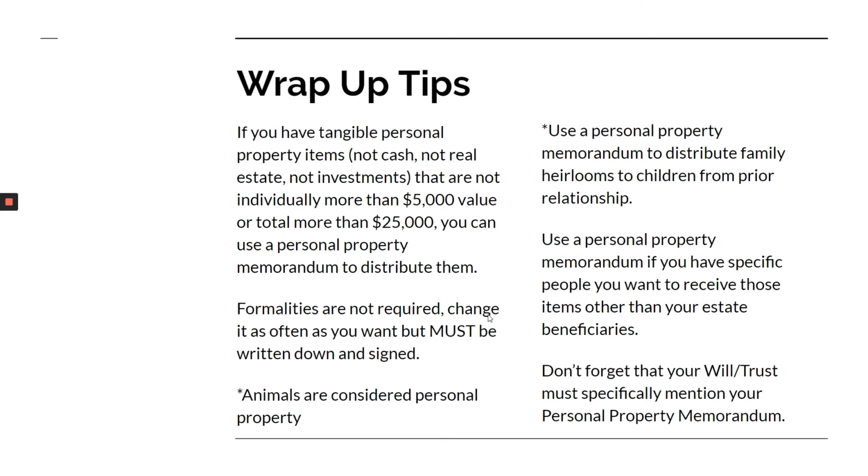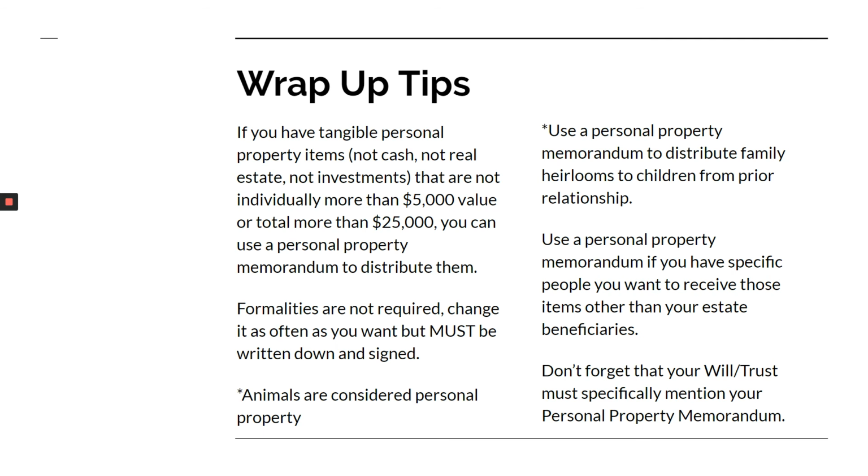All right, so let me flip the screen there. Wrap-up tips. So just what we talked about here is, remember, it's tangible personal property items only, not cash, real estate, or investments. Nothing individually more than $5,000 in value on that list, or collectively more than $25,000. Formalities not required. Change it as often as you want, but it has to be written down and signed. By the way, animals are considered personal property. So if you have an inexpensive animal, you could use a PPM for that.